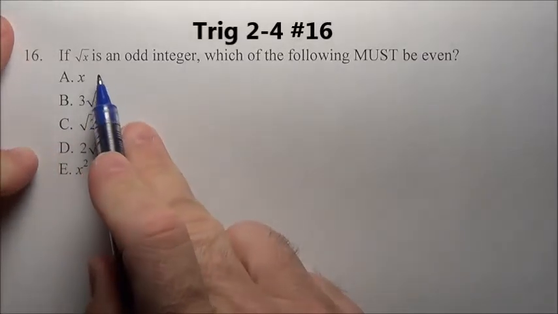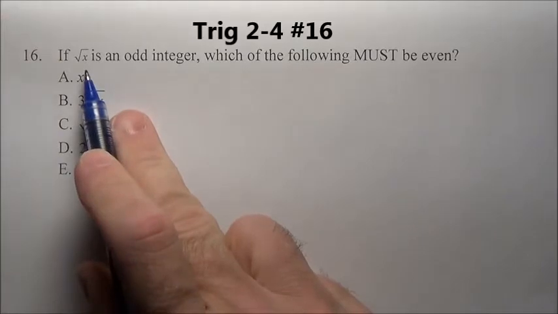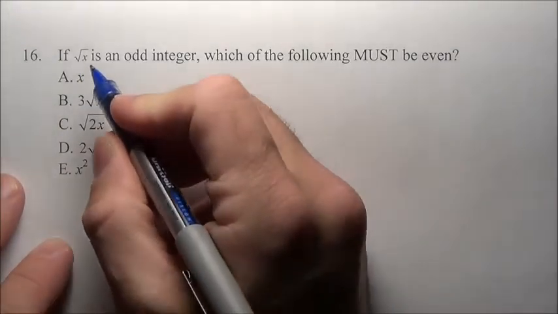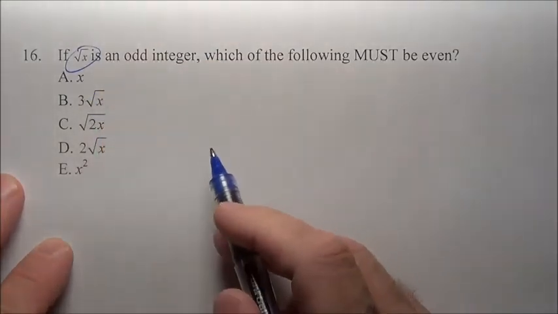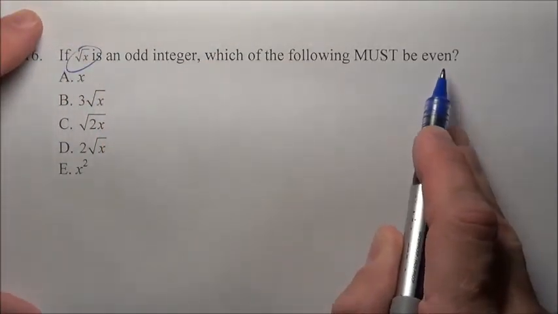Here's number 16. It says if the square root of x is an odd integer, in other words, that square root comes out to be an odd integer, so we know this guy is odd. He might be a 3, a 5, a 7, whatever. Which of the following must be even?